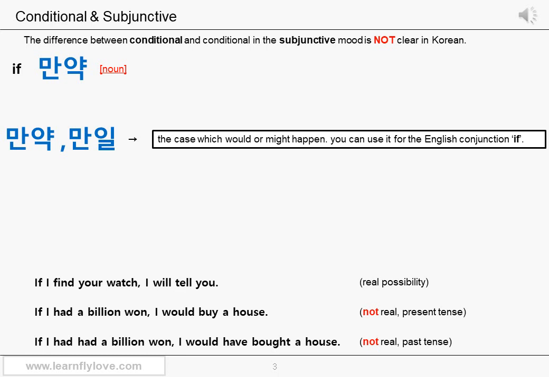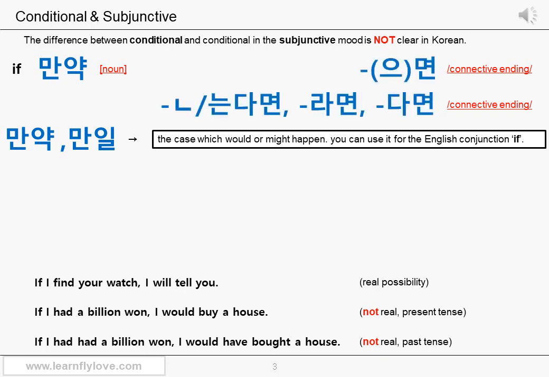Then what should we use instead? Can you guess? Yes, connective ending. There are two endings. The first one is 으면 or 면. When there is a final consonant in the formal block, you use 으면. And when there isn't, you use 면. You don't need this explanation anymore, right? The second one is 는다면, 라면, and 다면. A little bit more complicated, isn't it? Let's learn about the exact usage later again.